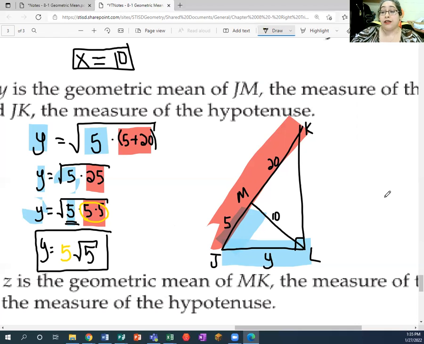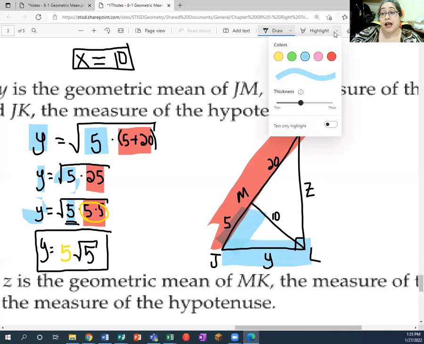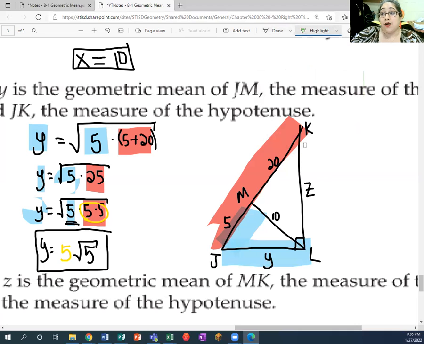Z is going to be calculated the same way because if I look at it right here, Z was written down on this side, which means now I have this leg. And so I'm going to be using the geometric mean of this piece of the hypotenuse closest to the leg and the entire length of the hypotenuse. It runs exactly the way we did for Y.